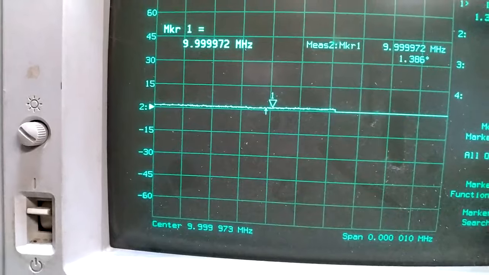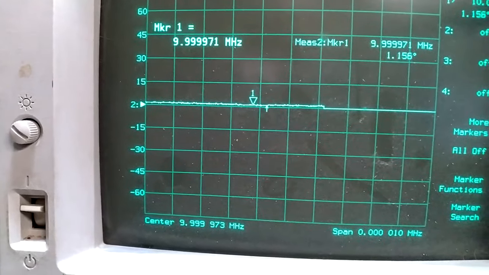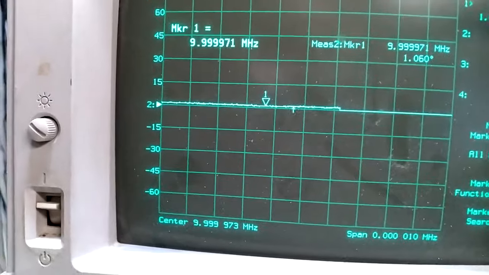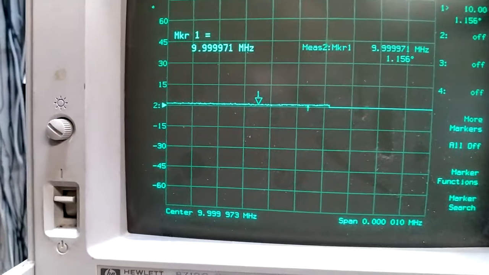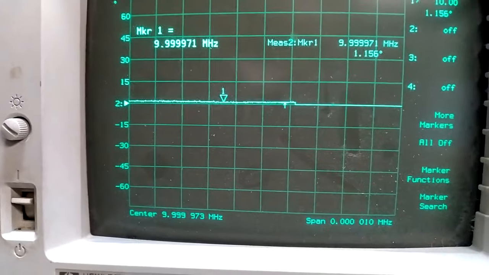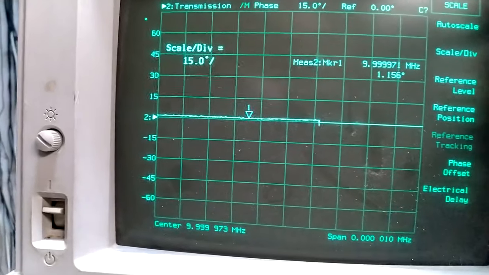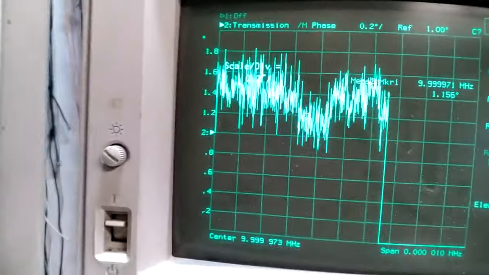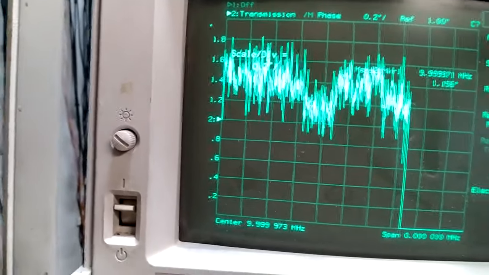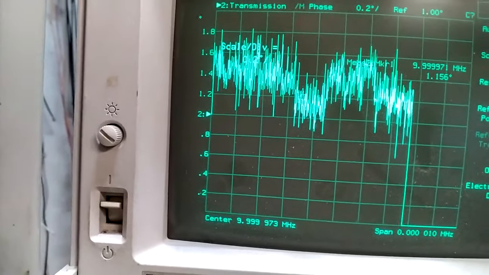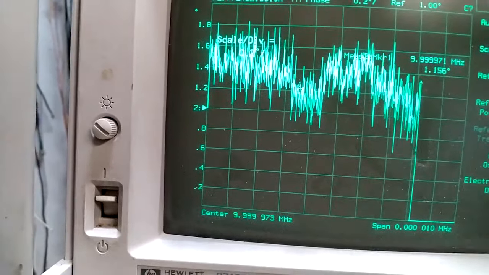So 1.4 degrees roughly. And I could check the scale, auto scale, like that. So it says 1.4 degrees on the average.